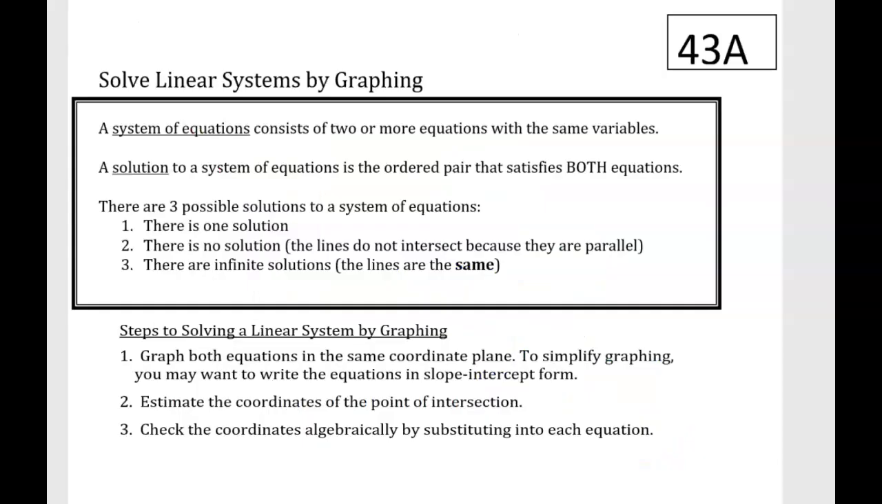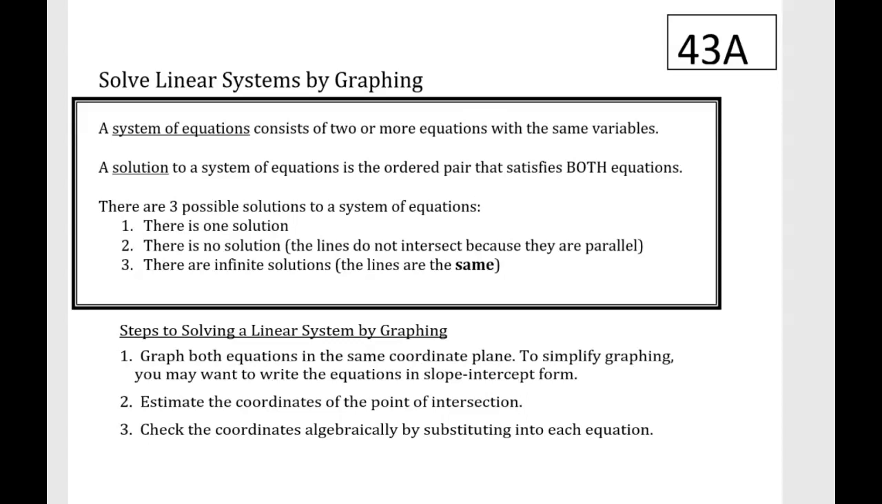All right, so that leads us into solving systems by graphing. A system of equations is 2 or more equations with the same variables. So we're only going to be working with 2 equations. The solution to a system of equations is the ordered pair that satisfies both equations. And there are 3 possible solutions to a system of equations.